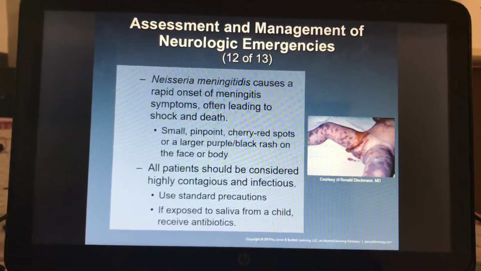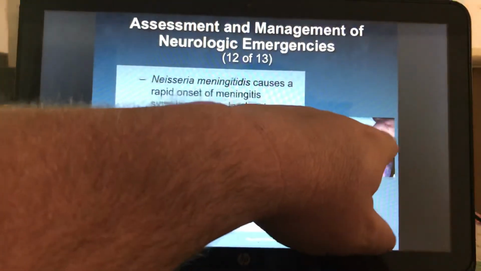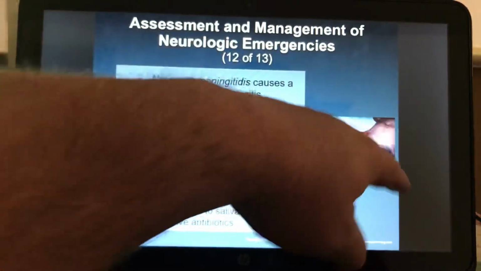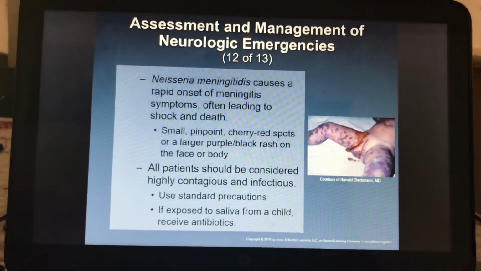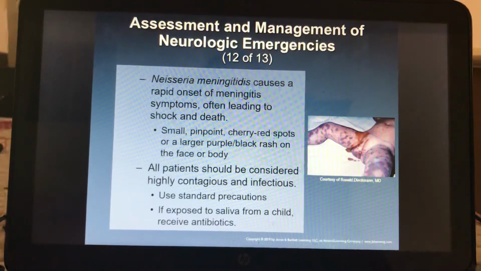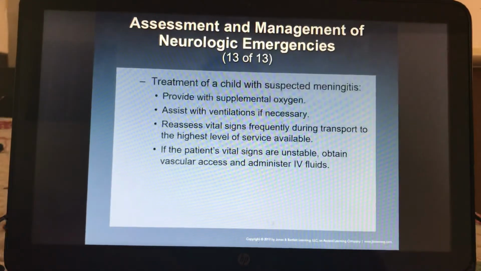Also, allegedly, there's a purplish rash. If it's on the trunk or the legs, that might be a telltale sign that it might be meningitis. I've never seen this, so this is new to me, so I'm just passing this information on to you. Treatment's still the same: IV, O2, transport, manage fever.